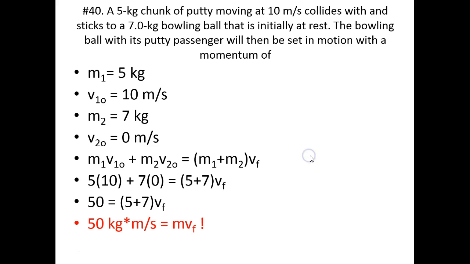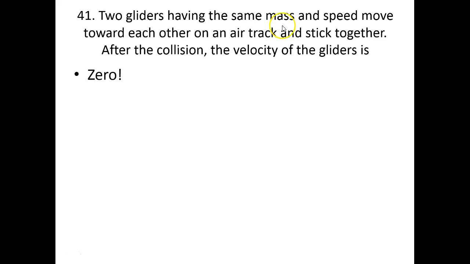Let's go ahead and look at the very last one, which is number 41. Two gliders having the same mass and the speed move toward each other on an air track and stick together. After the collision, the velocity of the gliders is 0. So they have the same mass. So this would be m1 times v1. The second one is moving, and when they collide, it says they have the same mass and speed. So the second one is going to have the same mass, so we're going to call it m2 v2, and that's equal to m1 plus m2 times v final.